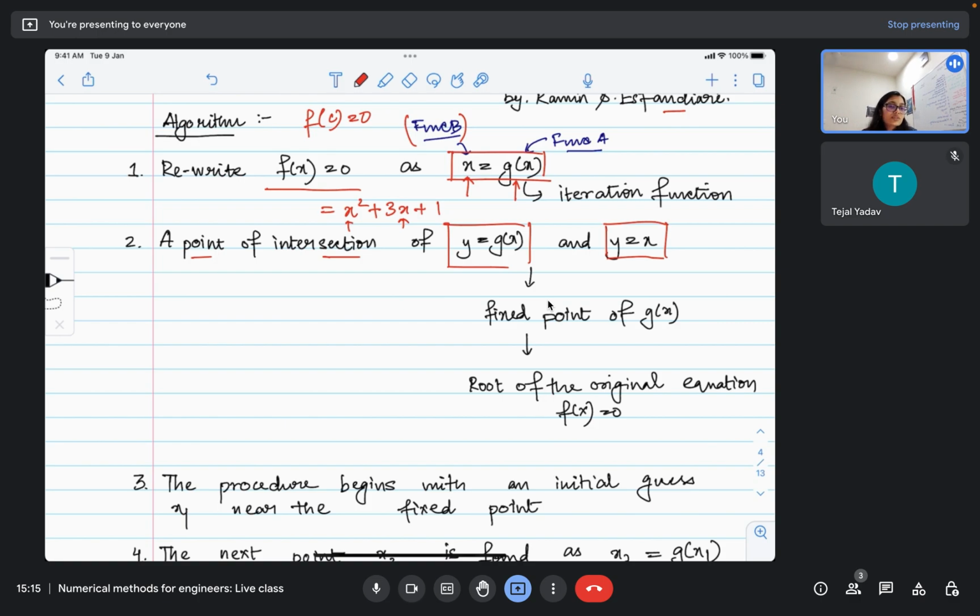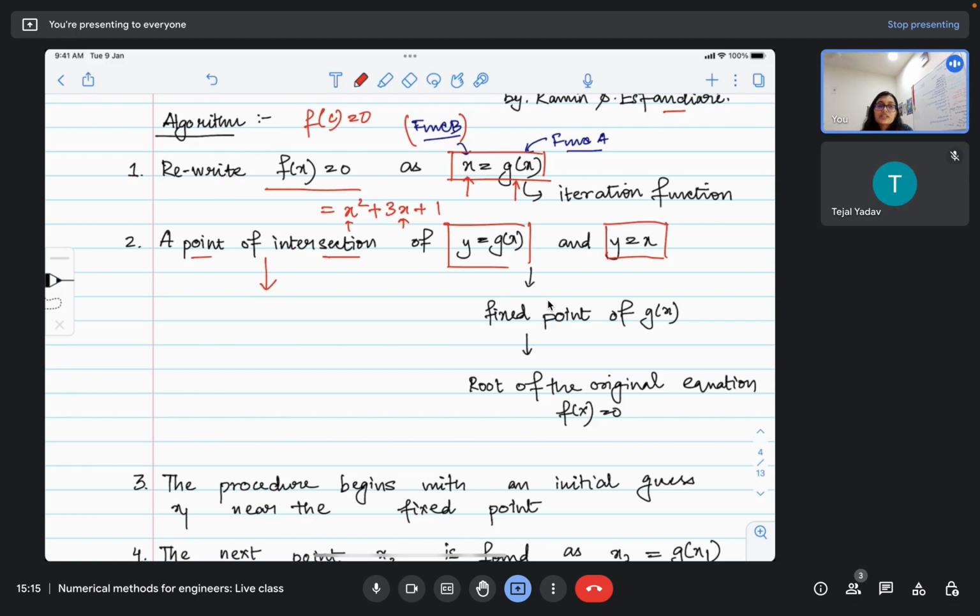Okay. So Tejal, can you quickly tell me why are we interested in finding this point of intersection of these two functions? To get the root of the function f of x. Excellent, excellent. Very good understanding.